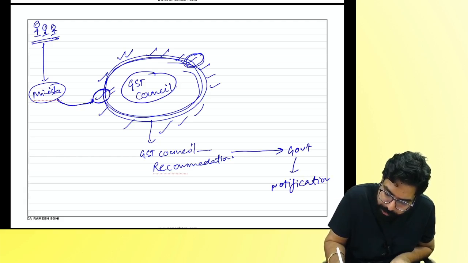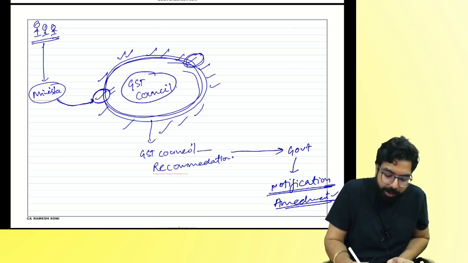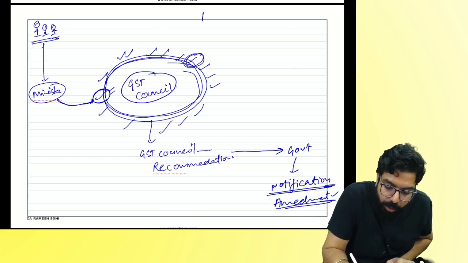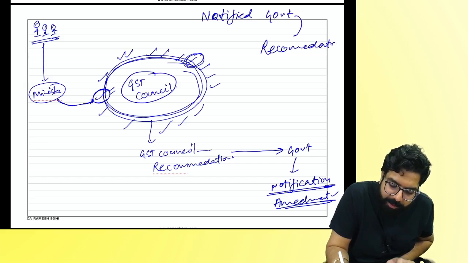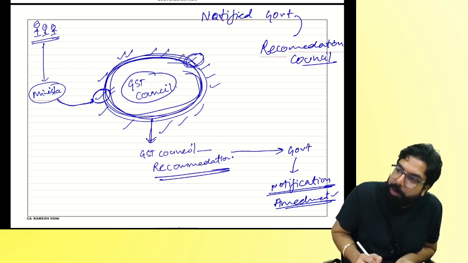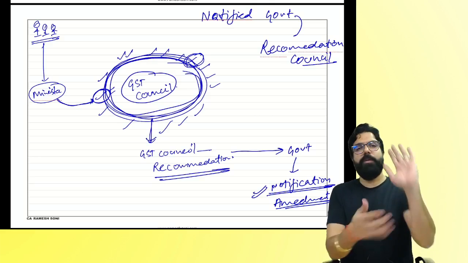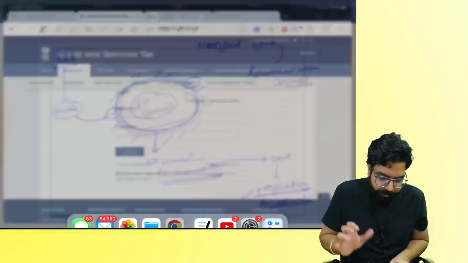The government issues a notification, which means an amendment. From that day, this amendment will happen. So always you will see, notified by the government on the recommendation of the council. You will always see this phrase. Why? Because the council's work is always to give a recommendation to the government, and the government issues a notification that from today this amendment will come. Are we clear?